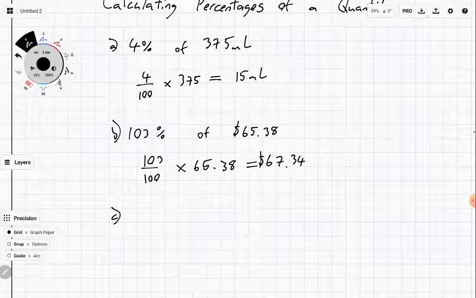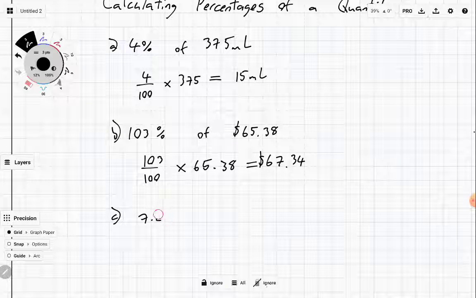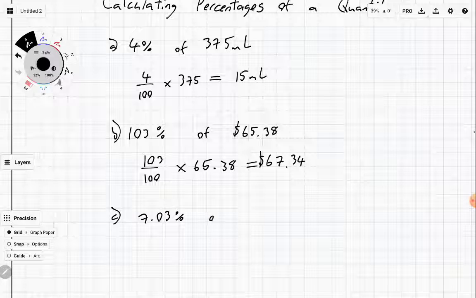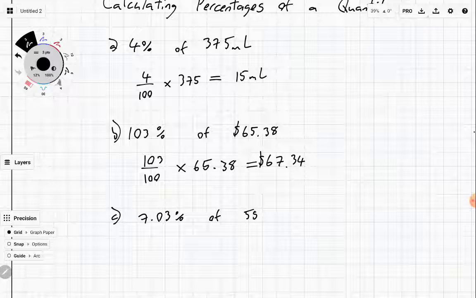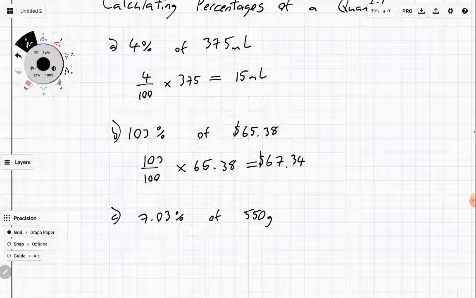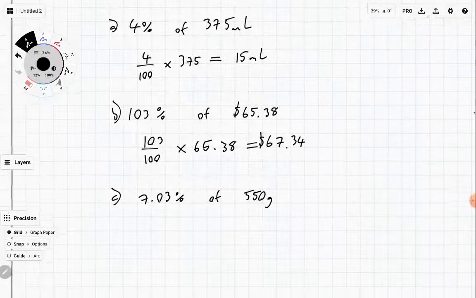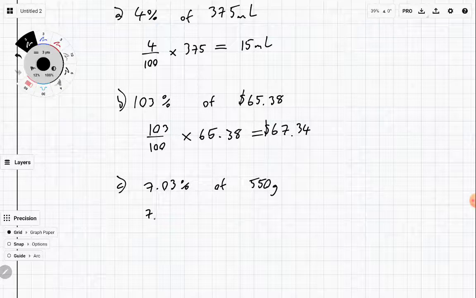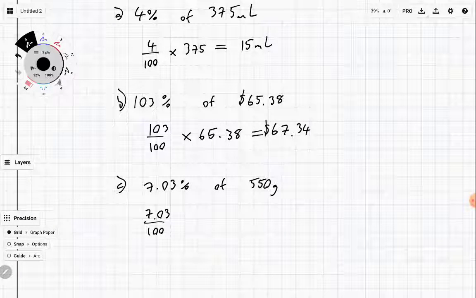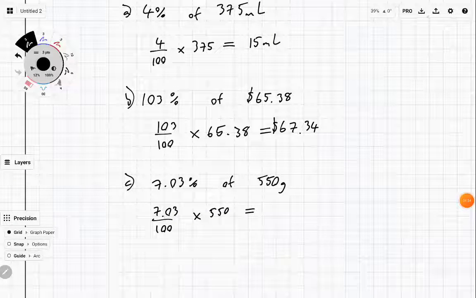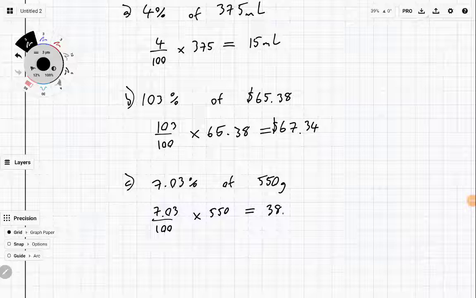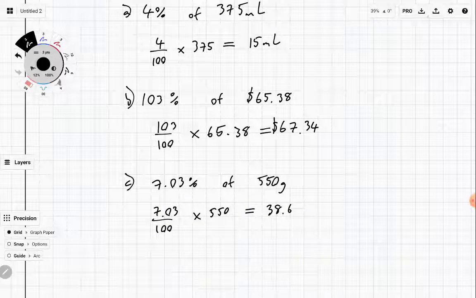Let's do 7.03% of maybe 550 grams, okay? So you find out your favorite box of cereal is 7.03%, I don't know, fiber or something along those lines. Once again, we take the percentage, 7.03, we put it over 100 because it is a percentage and we want to turn it into a decimal. And then we multiply that by 550 and we get 38.665, which I'm going to round to 39 grams.